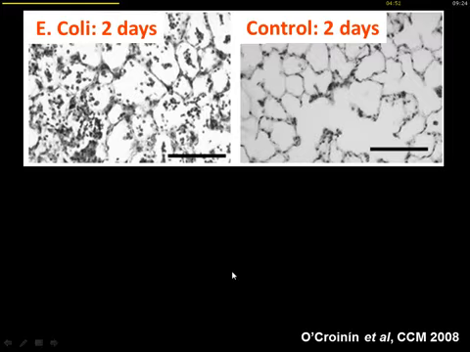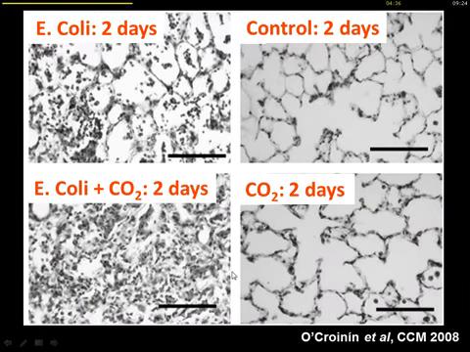The data I'll show from this is the histology. We're familiar with lung histology. On the right, you see the control animals, normal lungs. On the left, E. coli at 2 days, established pneumonia. Here you can see below this E. coli for 2 days having been exposed to added CO2.